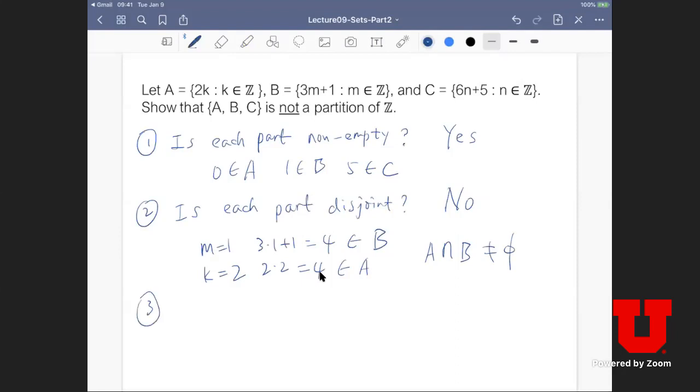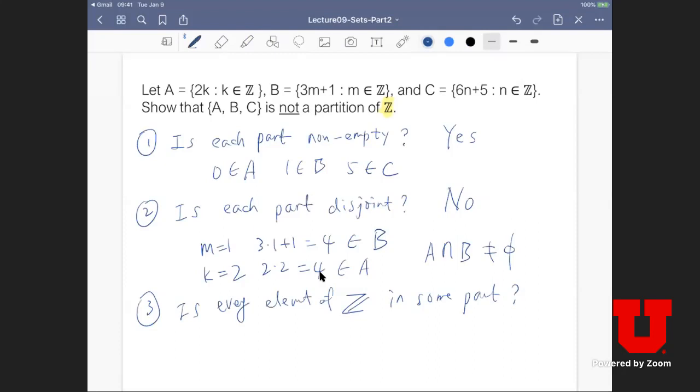The last one is, is every element of the integers in some part? That means every single element in Z has to be covered by set A, B, or C. Is this true? This takes a little bit of effort. We are looking for whether there exists some element that is in Z but not in A, B, or C. Of course, you have to be a little bit careful.